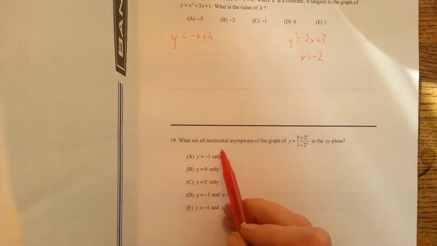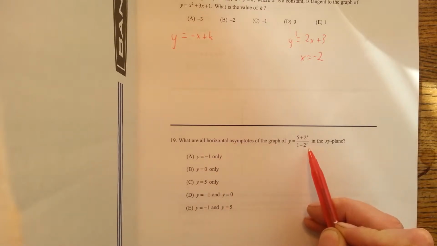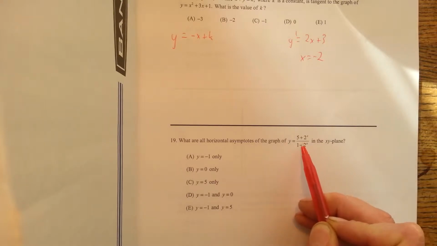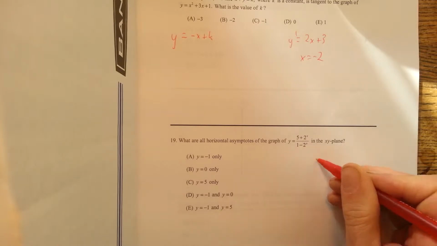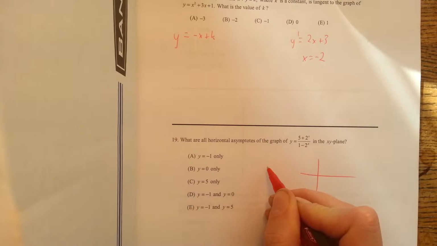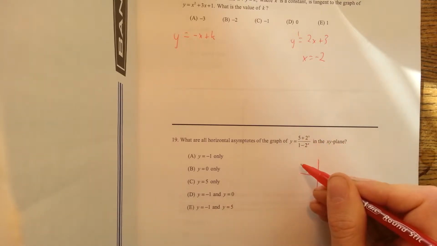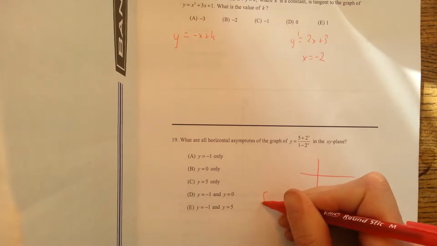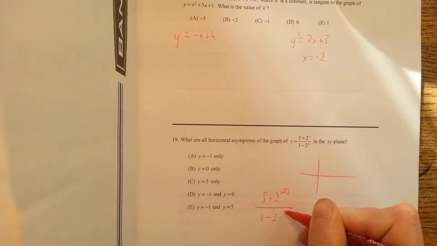Okay, 19. What are all horizontal asymptotes of the graph of this thing? We talked about this a little bit in class. Remember, the idea of horizontal asymptotes is we are interested in what is the limit of this thing as x goes to infinity and also to negative infinity. So I'm going to stick in infinity, and when I do, I feel like I've done this one already on video, but whatever, you can watch it again. It's 5 plus 2 to the infinity over 1 minus 2 to the infinity.